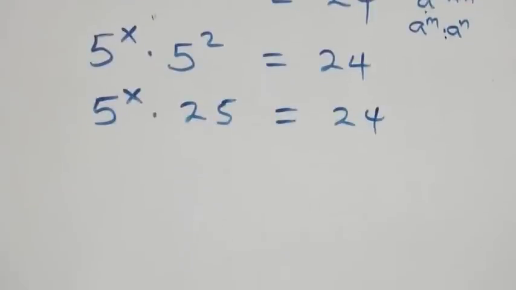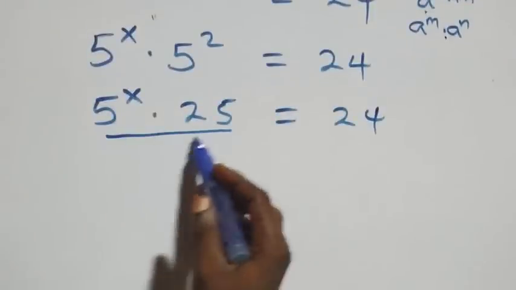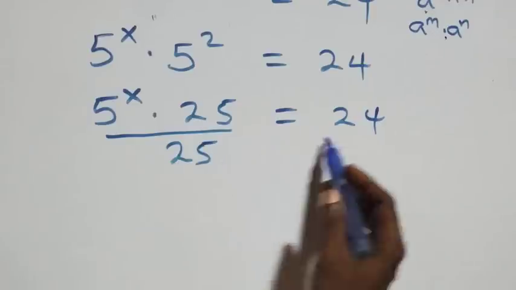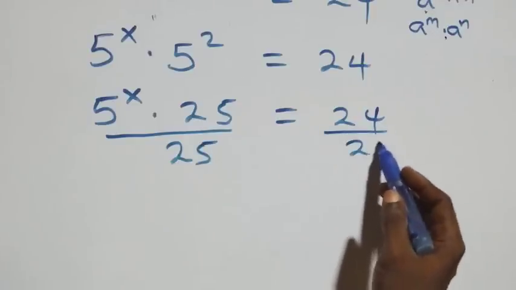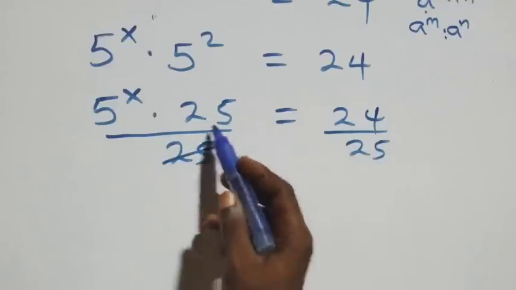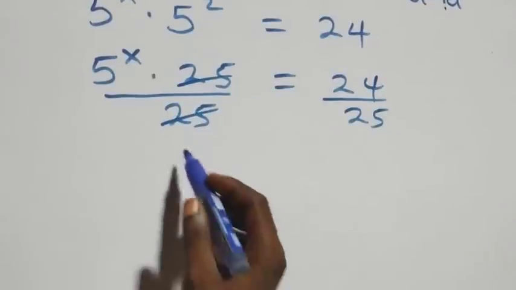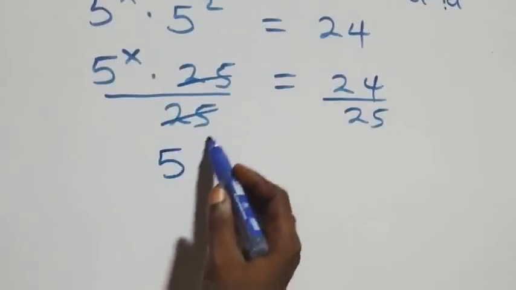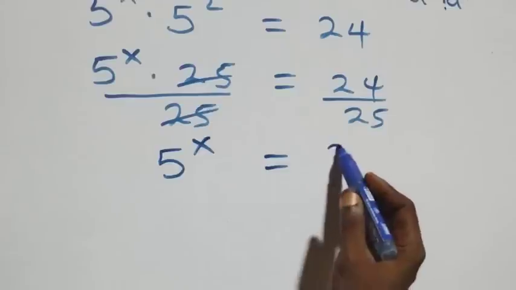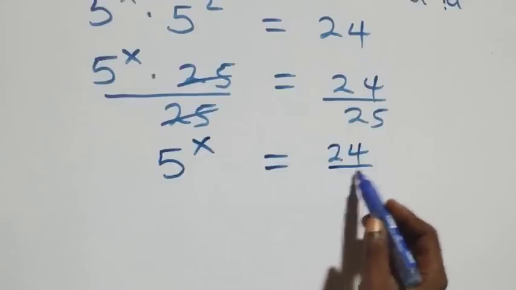The next step, we divide both sides by 25. Divide this side by 25, also divide this side by 25. Then here, 25 cancel each other, and we have 5 raised to power x left here, which equals 24 over 25.